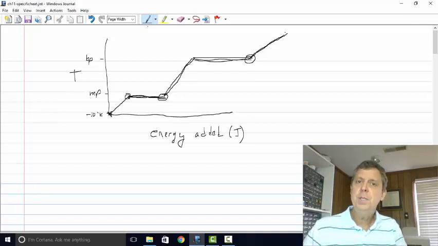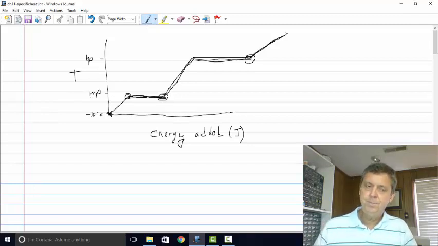The slopes depend on the specific heat, which we mentioned. For a given material, it tells really how much energy per gram or per mole it takes to heat up a given substance. So you imagine with a flatter slope, it takes more energy to heat up a given material. With a steeper slope, it takes less energy. Same thing for the phase change plateaus.